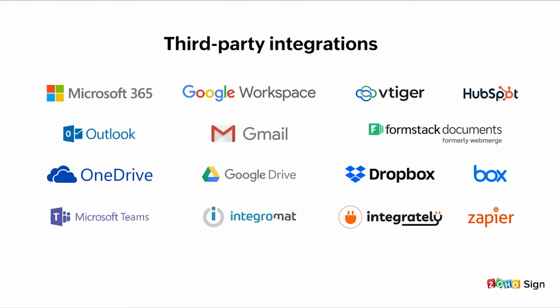So Zoho Sign is not just restricted to integrating with Zoho apps. It also comes with a wide range of other applications as well. As you can see, you can combine Zoho Sign with thousands of web services with integrations like Integromat, FormStack Documents, Integrately, and Zapier. We also have integrations with CRMs like HubSpot, Vtiger CRM, and integrations with cloud storage solutions like Dropbox, Box, and also integrations with mailboxes like Outlook and Gmail.